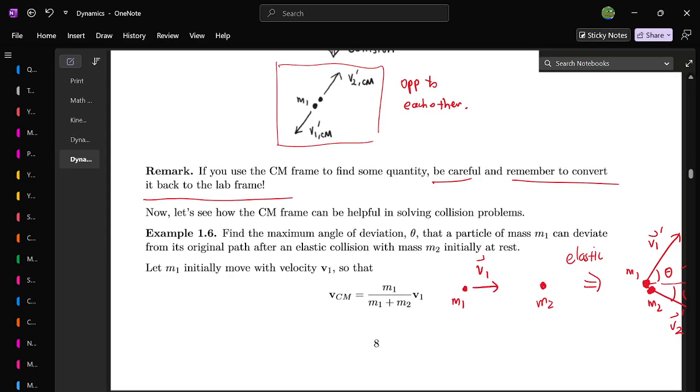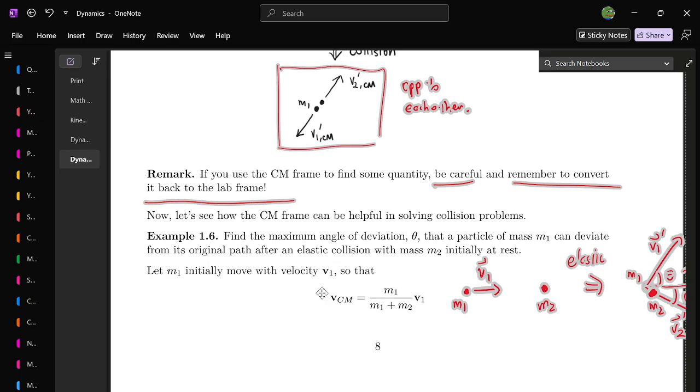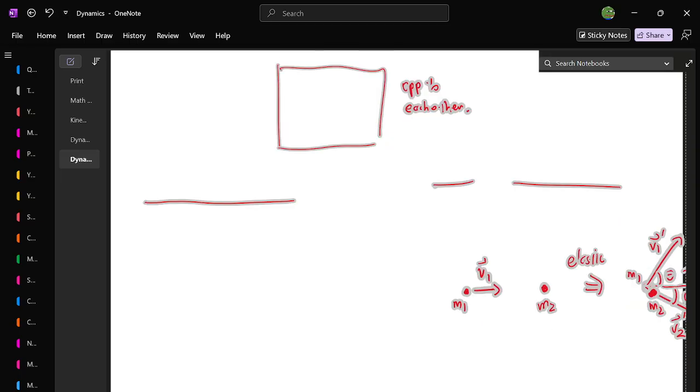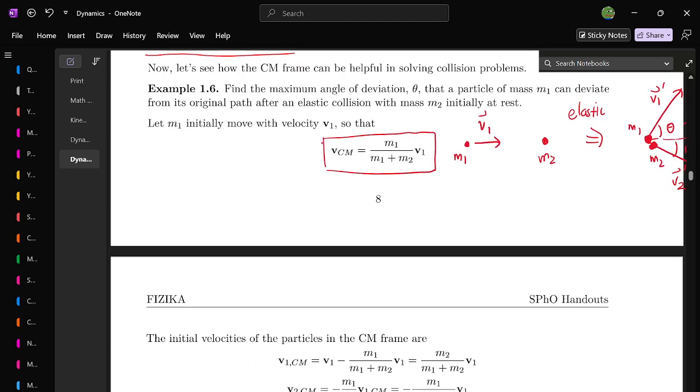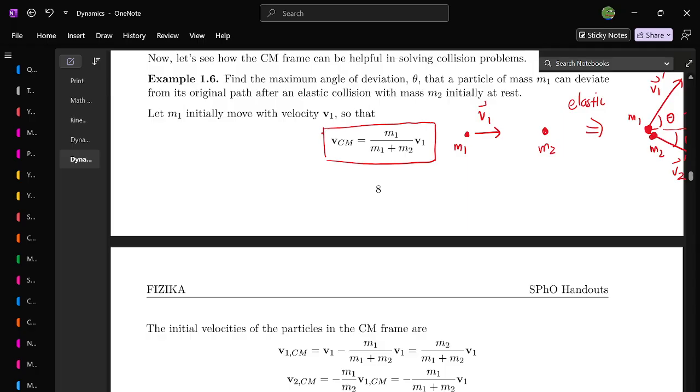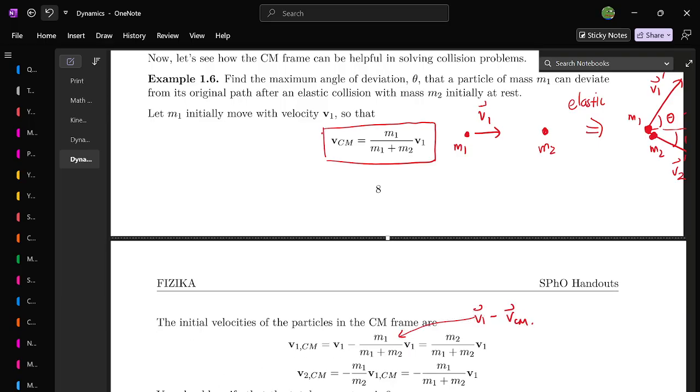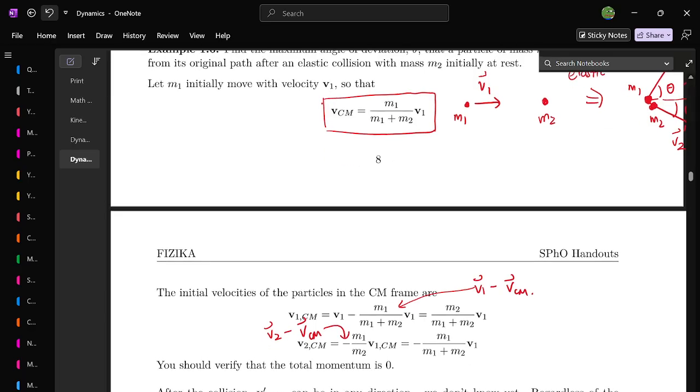So let's start by finding the CM velocity. In this case, because only M1 is moving, the CM velocity is simple and it's given by this. That's just the CM velocity, nothing fancy so far. Now you have the CM velocity, let's go into the CM frame. If you move M1 into the CM frame, you have V1 minus VCM, and you get this. And you have V2 minus VCM, and you get this. Nothing fancy also.